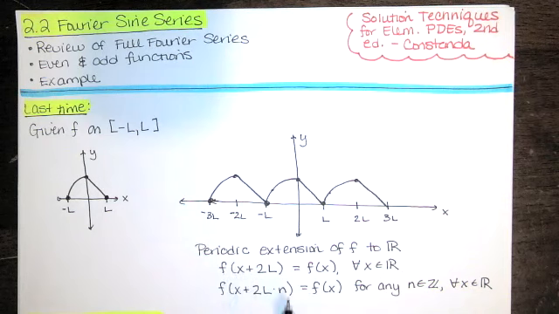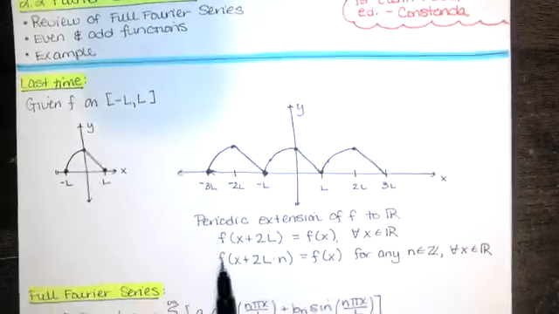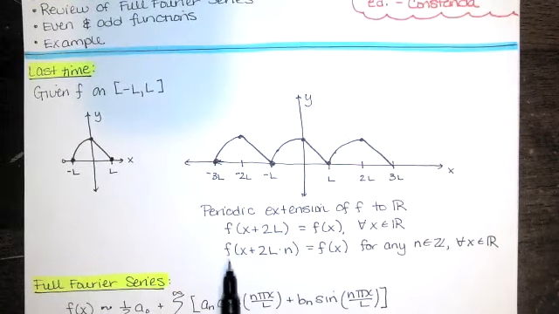So rather than stating this, we often state this: f of x is equal to f of x plus 2L times n, where n is any integer. n is the number of times we're adding or subtracting 2L from that x value. And this is saying if you do that, you're going to get the same y value that you had when you started.